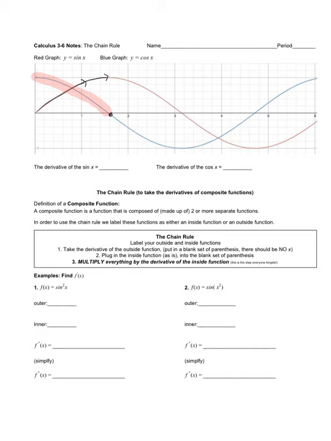Alrighty? Now our sine graph starts decreasing right here. So it is decreasing all the way until that minimum. So we know when a function is decreasing over an interval, the derivative has to be below the x-axis. And this is below the x-axis right here. So that holds true.